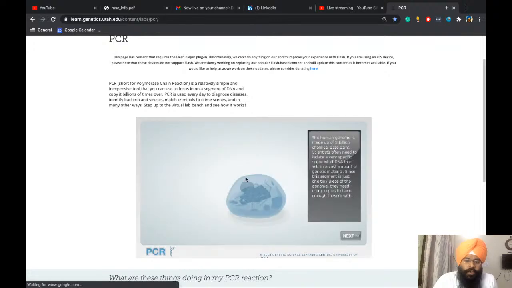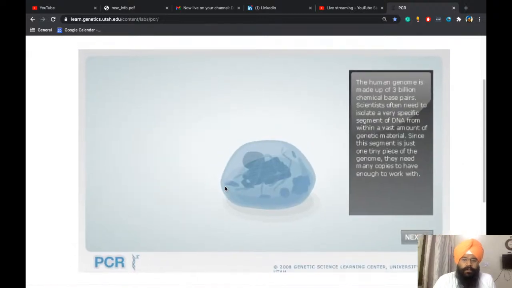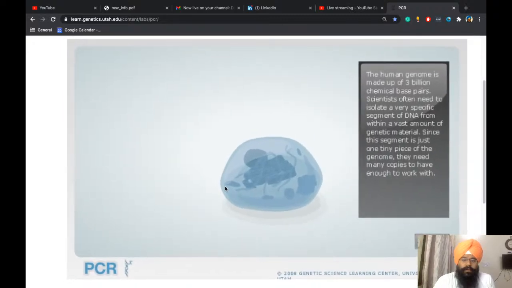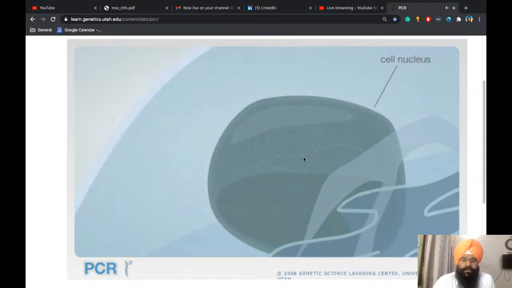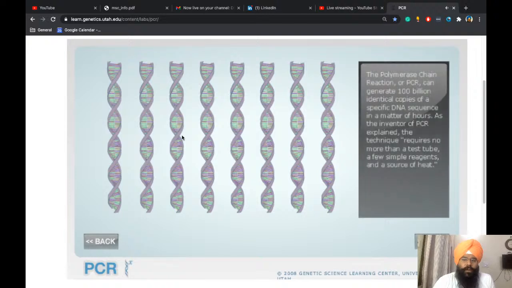The human genome is made up of 3 billion chemical base pairs. Scientists often need to isolate very specific segments of DNA from within a vast amount of genetic material. Since this segment is just one tiny piece of the genome, they need many copies to have enough to work with. So this is the cell nucleus. In the nucleus, you have DNA, and we want many copies of it. Polymerase chain reaction gives you 100 billion identical copies of a specific DNA sequence in a matter of hours. As the inventor of PCR explained, the technique requires no more than a test tube, a few simple reagents and a source of heat. So that's how you can run your PCR.